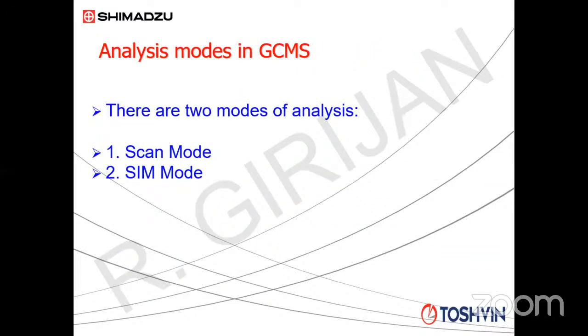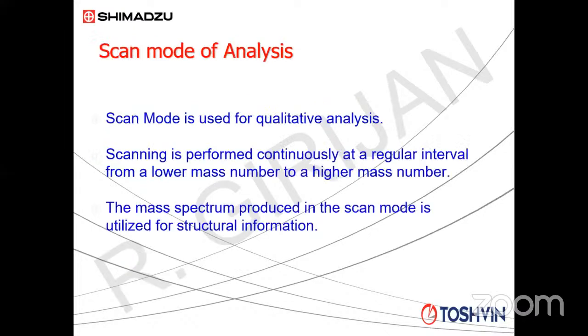Now, when you actually analyze the sample by GCMS, there are two different modes of analysis. One is called the scan mode of analysis. The second one is called the SIM mode of analysis. Scan mode is normally used for qualitative analysis, not generally used for quantitation. It's only for qualitative analysis.